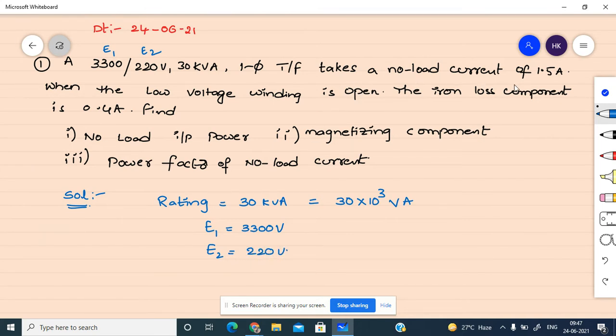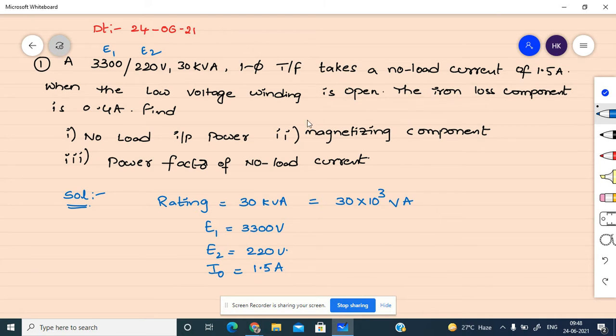Takes a no load current of 1.5 amperes. So no load current means when the transformer is operating under no load, the primary current drawn is 1.5 amperes, when the low voltage winding is open. That means one of the windings is open, that means the secondary terminals are left open. So no load current we will indicate with I naught. That I naught value is given, that is 1.5 amperes.